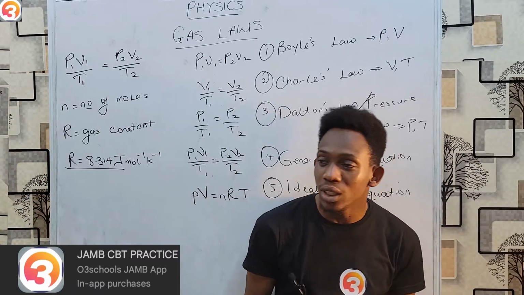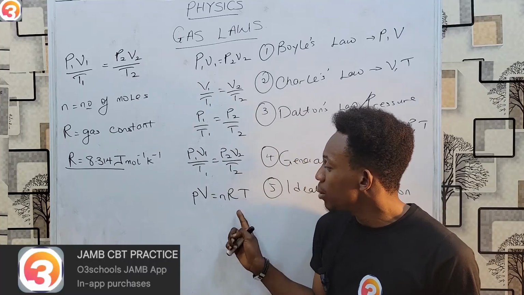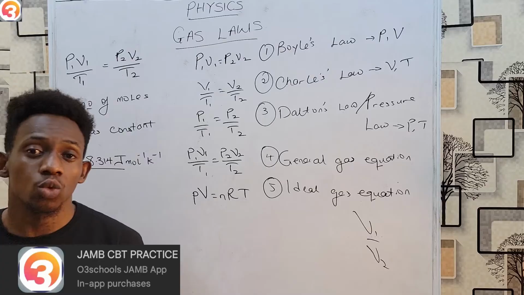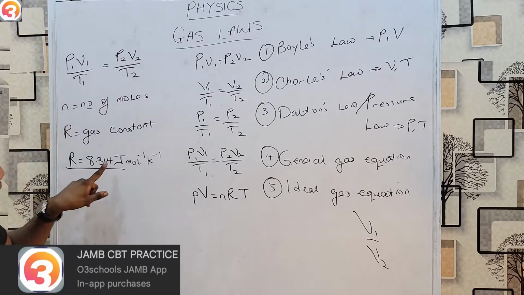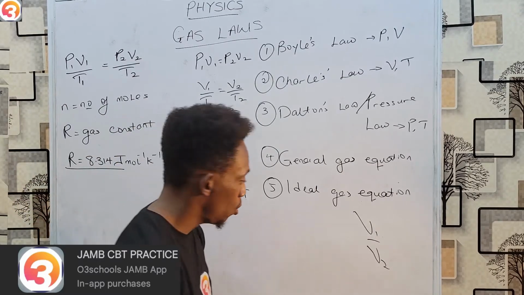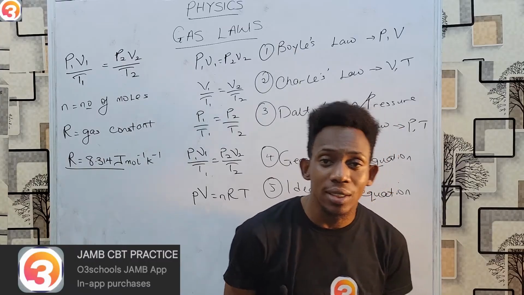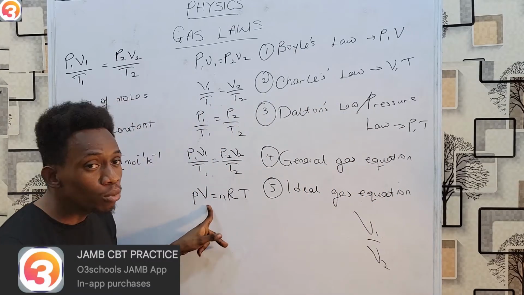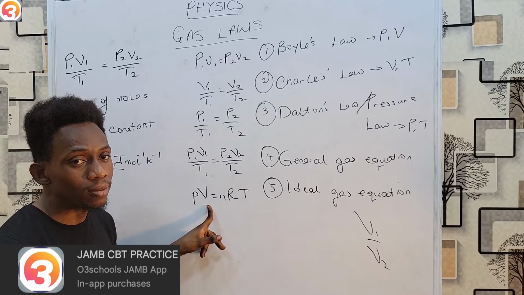If for any reason whatsoever, any of these parameters is in a different unit, then your constant will change. That is why they always give it to you. But if they give you the constant as 8.314 and say, for example, your volume is in cm cube, it is incumbent on you to convert that volume from cm cube to meter cube.